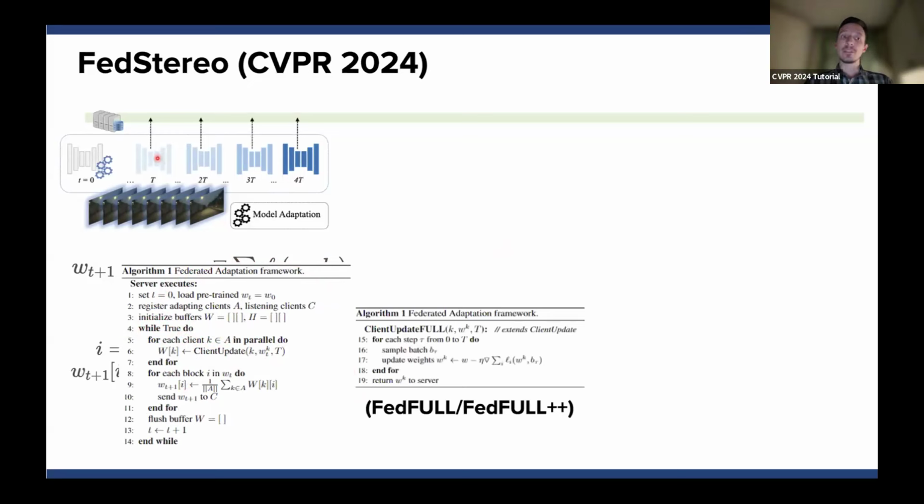What do we mean by updates? By updates, we mean the updated weights that the model is learning over time. So let's assume we define some regular interval at which we feel our model has improved enough. And at these regular intervals, the adapting client sends the updated weights to the central server. This means any of the weights of the model are shared with the server.